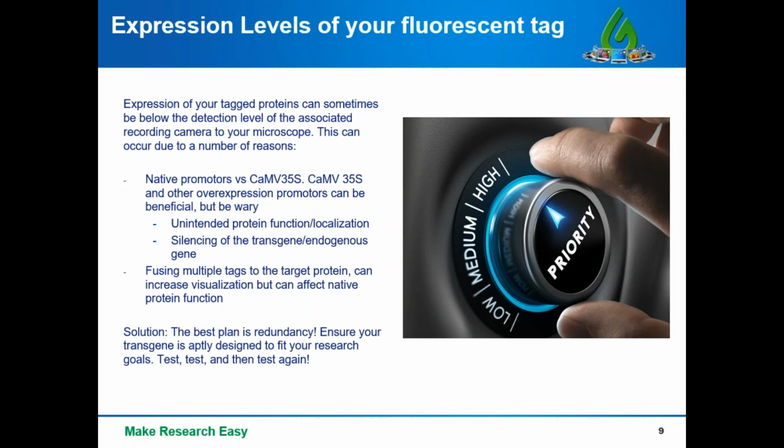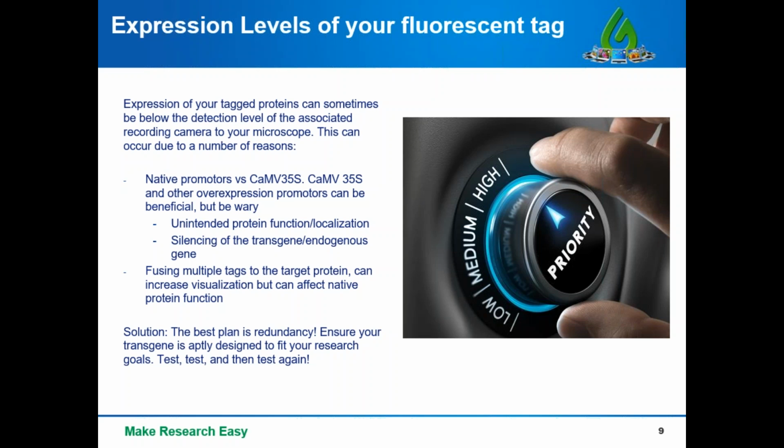35S promoter. These 35S promoters can increase your expression in your host cell, but there are a couple things to be wary of. There could be some unintended protein function or localization due to the flooding of your system by the increased expression level of your protein. And also, due to this flooding, you can actually have a reverse effect and cause silencing of the transgene, or the endogenous gene, by native protein silencing methods.